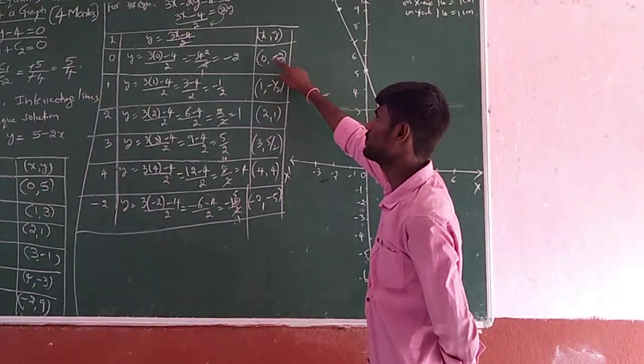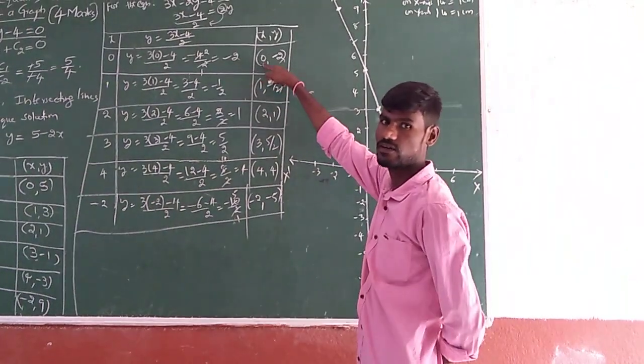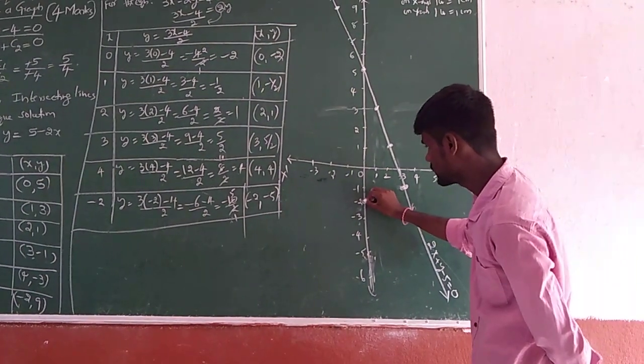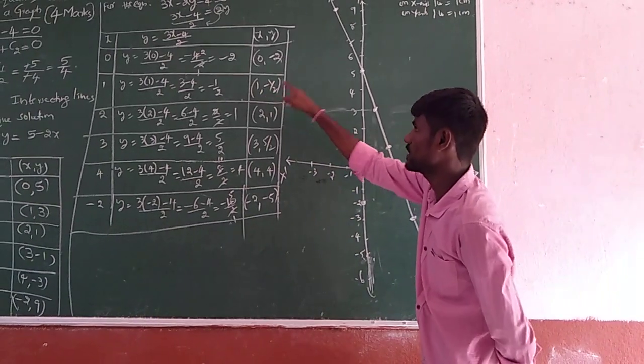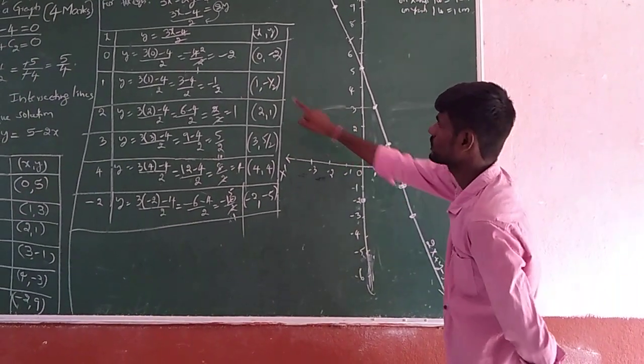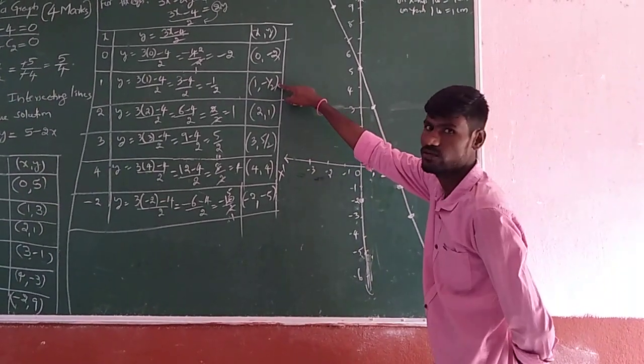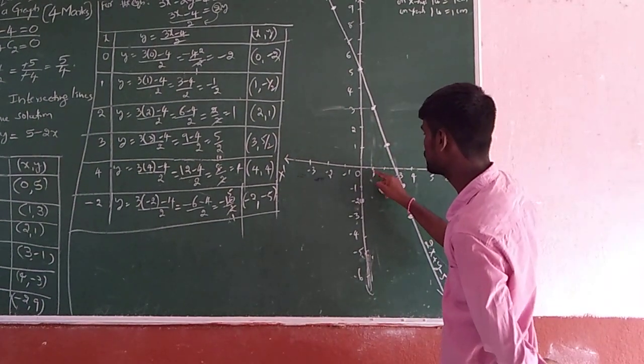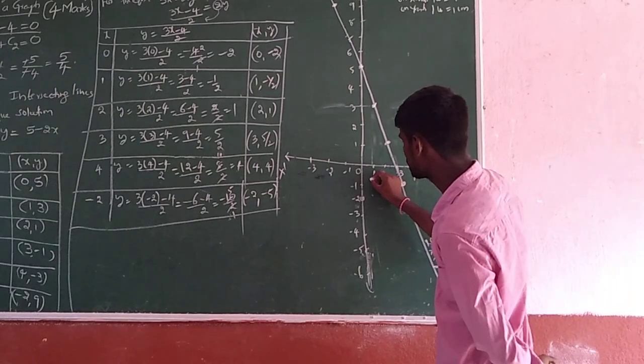First one: 0, minus 2. X is 0 on the y axis, minus 2. So below, here is the point. Next one: 1, minus 1 by 2. X is 1, y is minus 1 by 2. 1 by 2 is 0.5, so minus 1 by 2 means minus 0.5, in between 0 and minus 1.